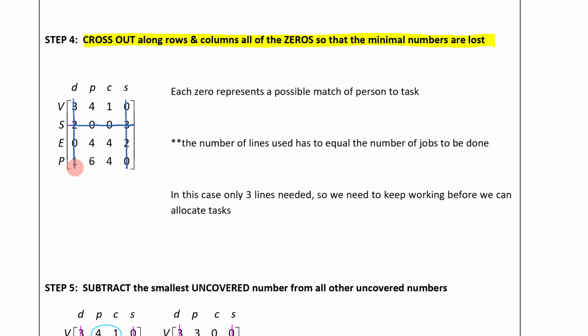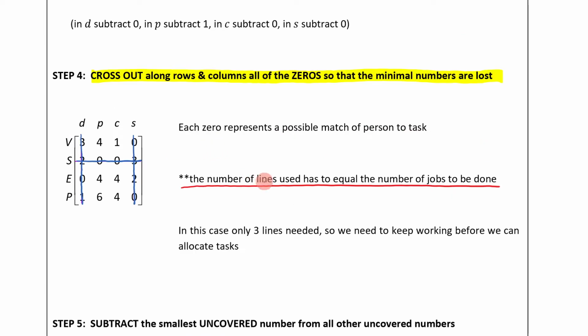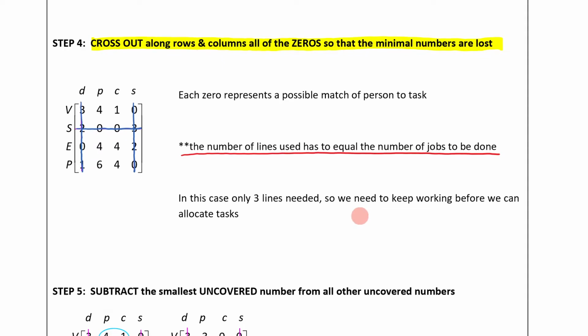Now, this is the important part. You should underline this statement right here. Do you see how it has two asterisks next to it? That means it's very important. It says the number of lines has to be equal to the number of jobs to be done. So the fact that I have 1, 2, 3, 4 tasks here means therefore I must have 4 lines. But at the moment, I don't have 4 lines. At the moment, I have 1, 2, 3 lines. So that is a problem. So here it says, in this case, only 3 lines are needed. So we need to keep working before we can allocate tasks.